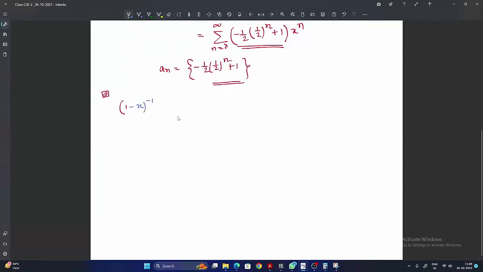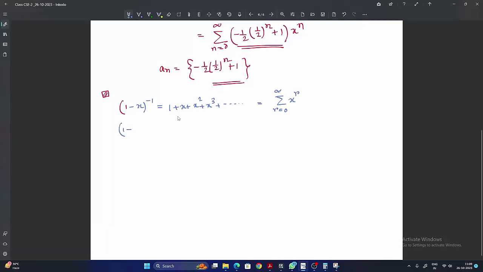Yes, sir. 1 minus x to the power minus 1 is 1 plus x plus x square plus x cube plus up to infinity. In series form it will be the sum over n equal to 0 to infinity. It will be better to take the r form rather than the n form, because sometimes it may be a finite series also. So take r equal to 0 to infinity, whatever the matter, r or n, same thing, and it will be x to the power r only.